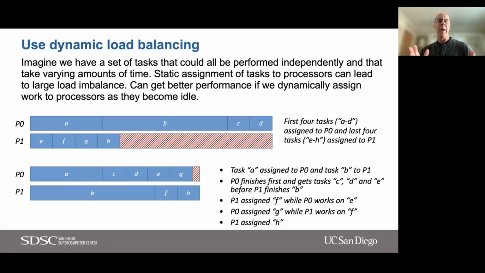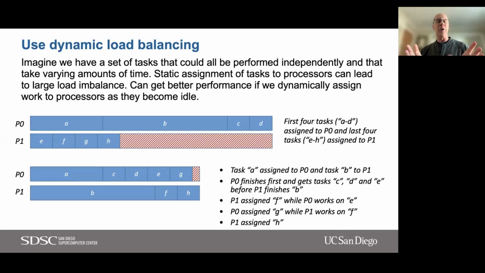So, imagine we have a set of tasks that could all be performed independently, but they take varying amounts of time. Instead of doing a static assignment, which could lead to a very large load imbalance, we could dynamically assign work to processors as they become idle. So let's say that we had these 8 tasks. We're going to label them A through H, and we're running on 2 processors. So let's say we just assign the first 4 tasks to processor 0, the next 4 to processor 1. And we're going to go into this assuming that we really don't know how long each individual task will take.